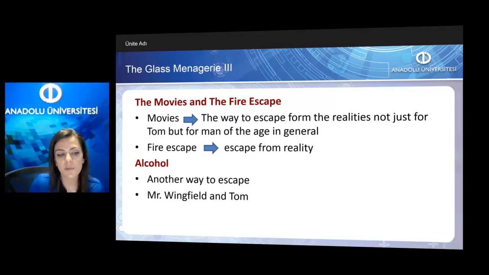Another symbol in the play is alcohol, which is apparently another way to escape from the realities. We learn from Amanda that Mr. Wingfield was a heavy drinker, and Tom is drinking at night, so alcohol is another way to escape for some of the characters.